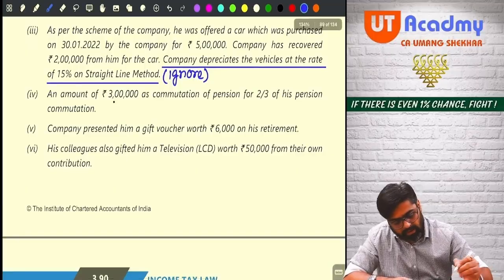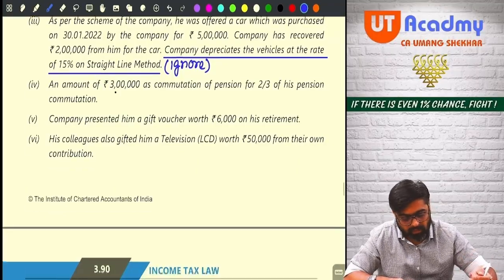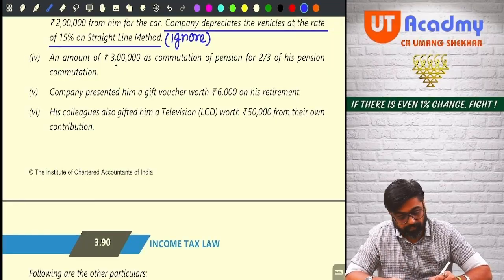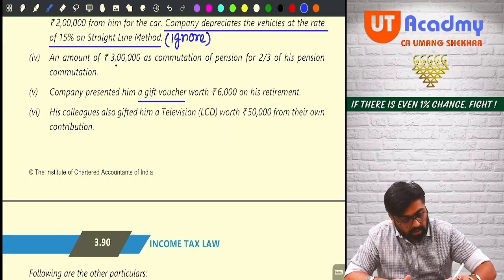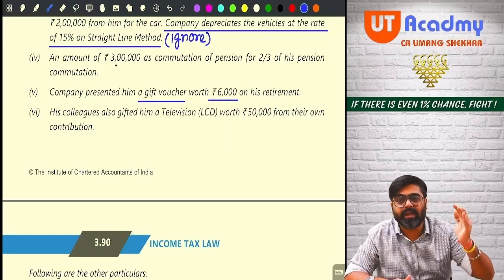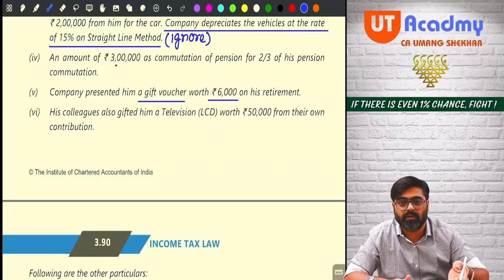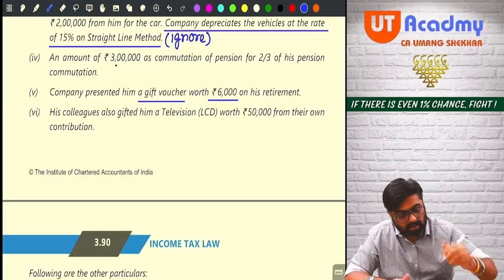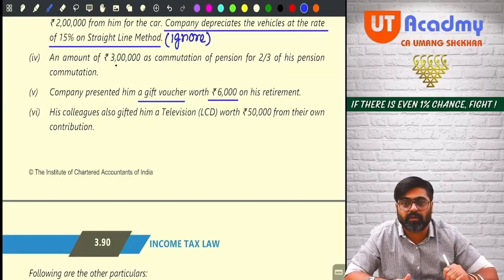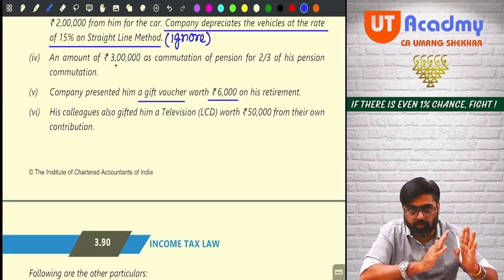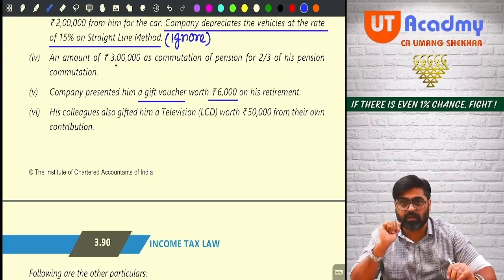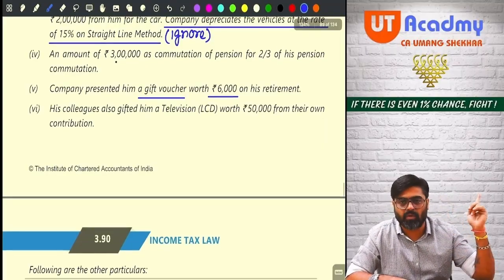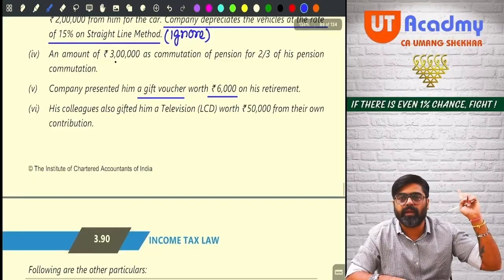Then he is getting commuted pension also, after commuting 2/3 of his monthly pension. The company presented him a gift voucher worth 6,000. He is getting a gift, meaning he is getting a perquisite. A gift voucher means gift in kind, and the gift in kind is of an amount more than 5,000. So we can either charge it fully taxable at 6,000, or we can charge 1,000 also. What will we be doing? We will be charging only 6,000. Then we will write a note that alternatively 1,000 can also be charged.